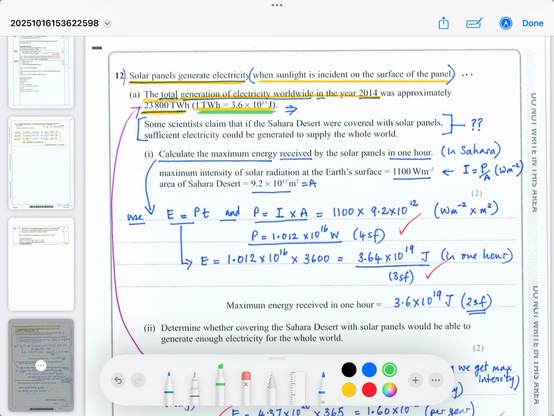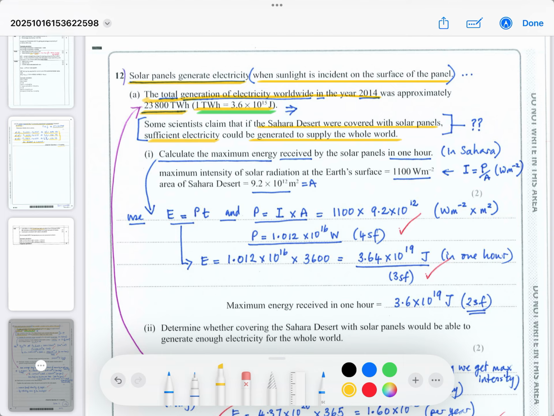So this is part of the exam where they expect you to just be able to problem solve. This is why I wanted to include this section in this first progress test for my students as we finished the first half term. It says some scientists claim that if the Sahara Desert were covered with solar panels, you could get enough electricity generated to supply the whole world.